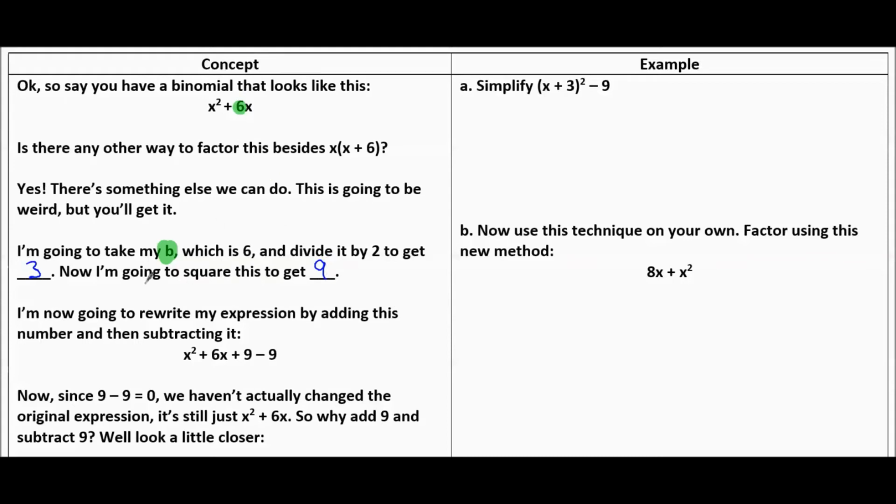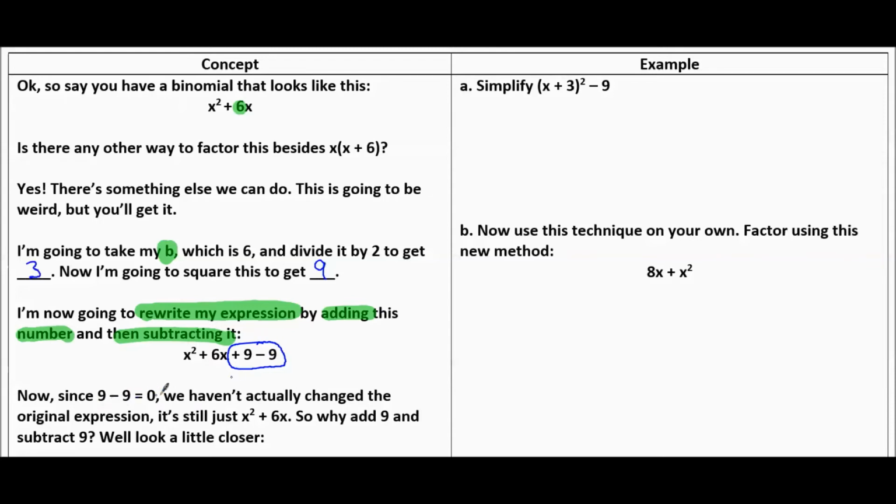Now I'm going to rewrite my expression. Remember, this is an expression, not an equation, by adding this number and then subtracting it. I'm adding this number and then subtracting it. So check it out. X squared plus 6x. Now I'm going to add 9 and I'm going to subtract 9. Have I changed my original expression? And the answer is no, because I've added 0, and adding 0 to something does not change it at all.